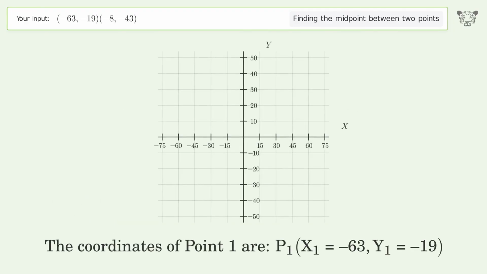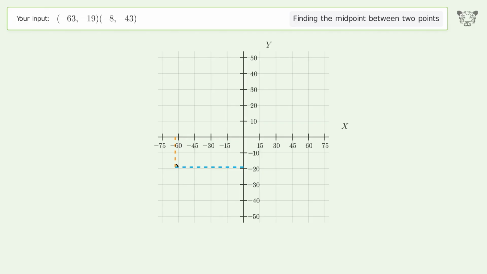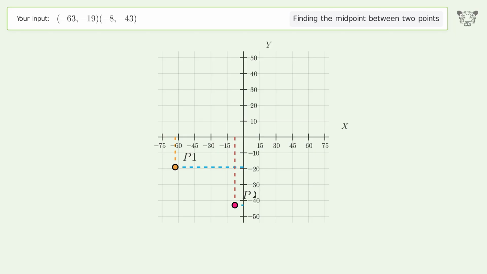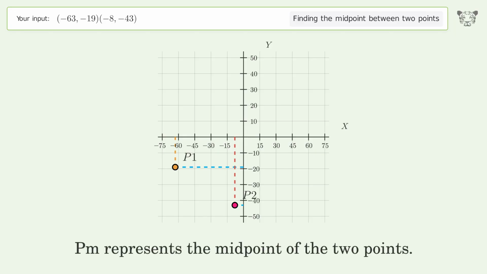The coordinates of point 1 are, x1 equals -63, y1 equals -19. The coordinates of point 2 are, x2 equals -8, y2 equals -43. PM represents the midpoint of the 2 points.